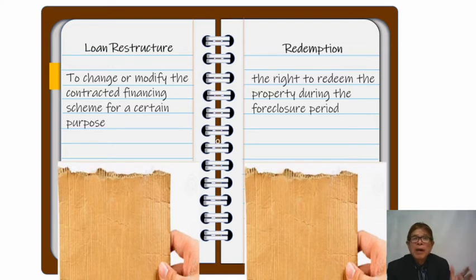Redemption means the buyer has 1 year to pay in full before the lending institution can finally foreclose the property. Many distressed buyers use this 1 year redemption period to sell the property. That's the usual case.